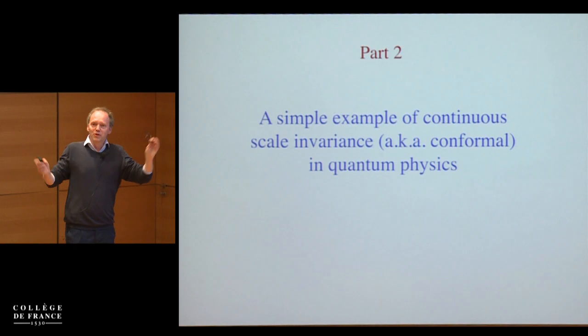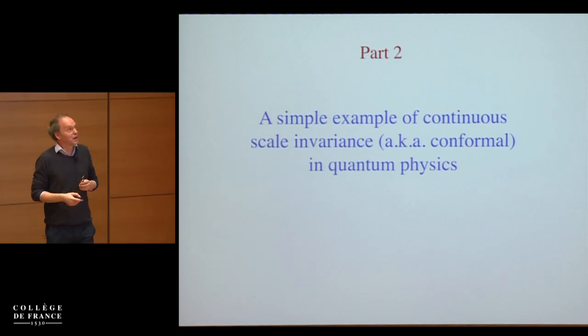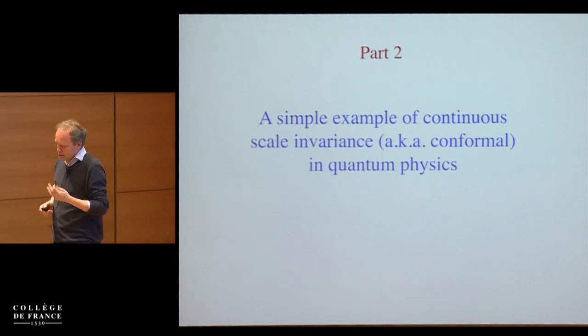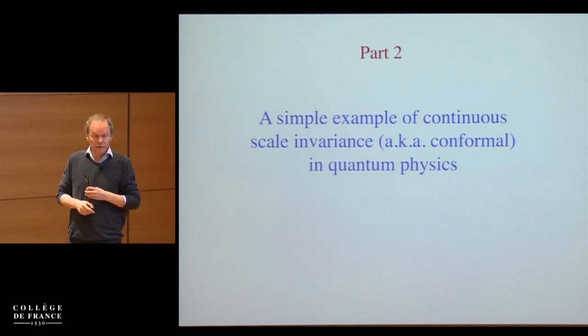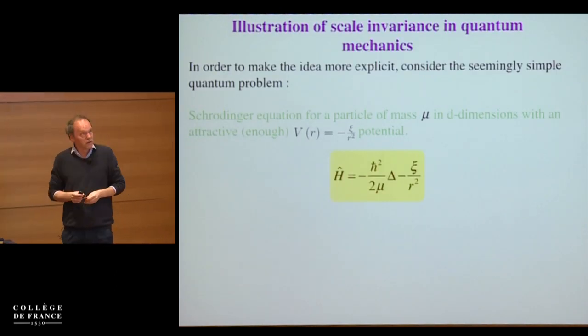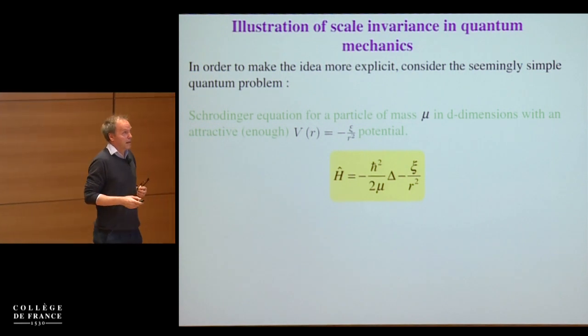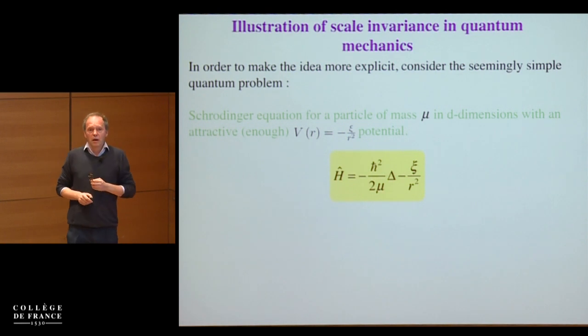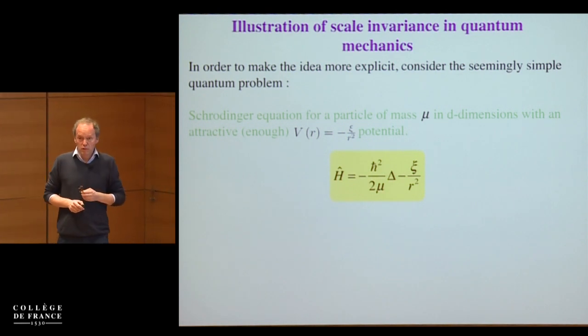And this is new stuff. Okay, so a simple example of continuous scale invariance, sometimes also known in the literature as conformal invariance in quantum physics. I want to illustrate those ideas on a very simple example in quantum mechanics, a problem that looks apparently simple: a Schrödinger equation for a particle of mass mu in d dimensions with an attractive enough, we'll see why, potential that falls like 1 over r squared.